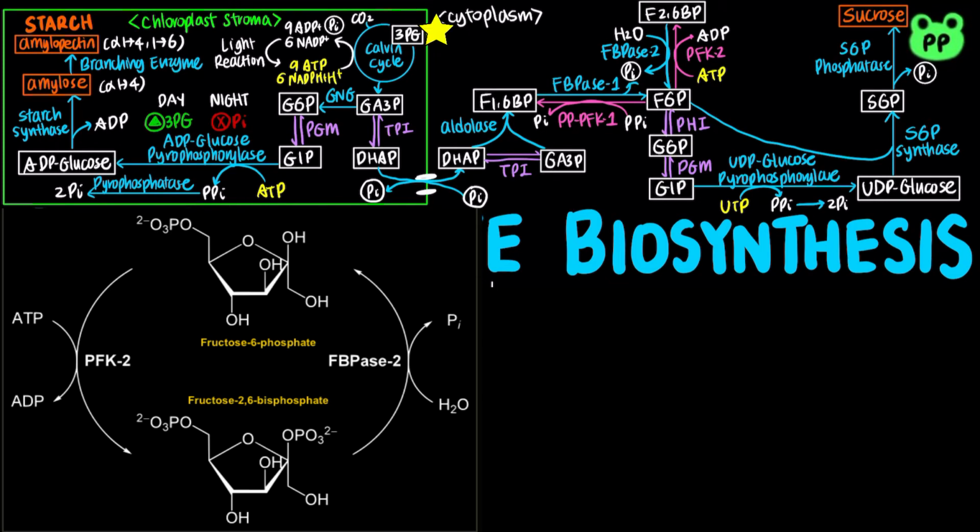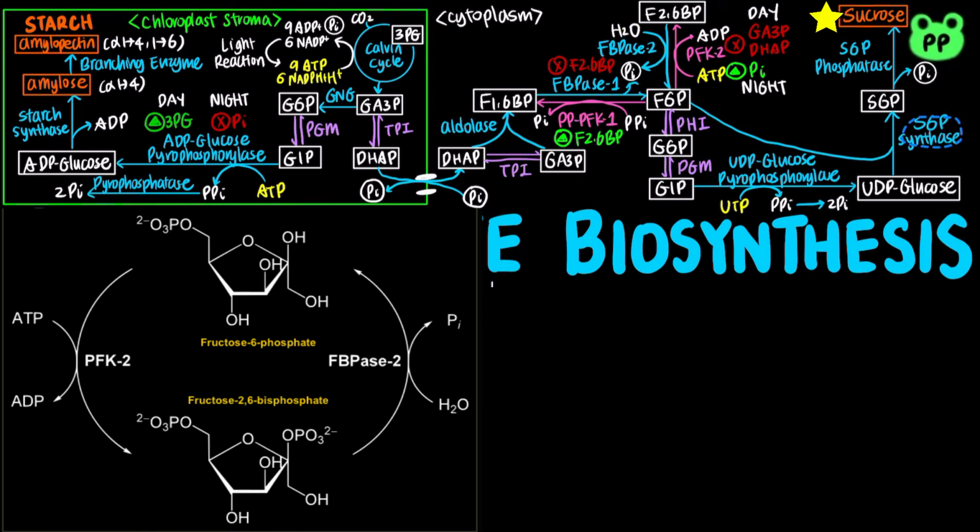During the day, 3-phosphoglycerate and dihydroxyacetone phosphate produced by the Calvin cycle inhibit PFK2, reducing the level of fructose 2,6-bisphosphate, whereas during the night, inorganic phosphate activates PFK2, increasing the amount of fructose 2,6-bisphosphate, which activates pyrophosphate-dependent PFK1 while inhibiting FBPase1, thereby decreasing the amount of fructose 6-phosphate and decreasing sucrose biosynthesis. During the day, PFK2 is inhibited, decreasing the level of fructose 2,6-bisphosphate, preventing it from inactivating FBPase1, thereby increasing fructose 6-phosphate and sucrose biosynthesis.